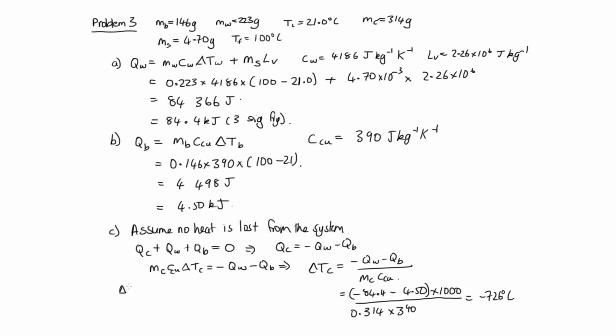Okay, so we've got delta TC, that's the change in temperature of the cylinder, which is the final temperature of the cylinder minus the initial temperature of the cylinder is equal to minus 726. And so the initial temperature of the cylinder is equal to the final temperature of the cylinder plus 726. And we know that everything ends up at 100 degrees C. So this is 100 degrees C plus 726 degrees C. And so that is equal to 826 degrees C as the initial temperature for the cylinder.